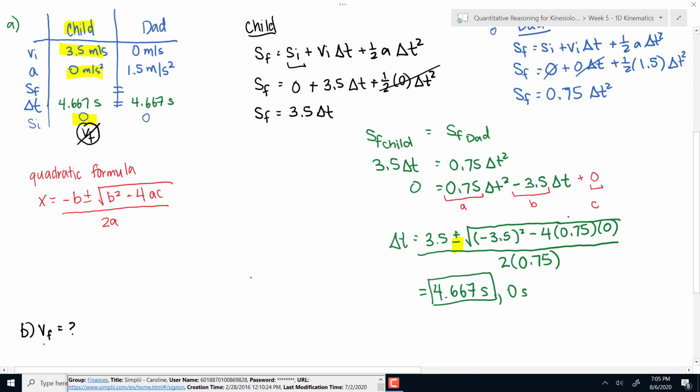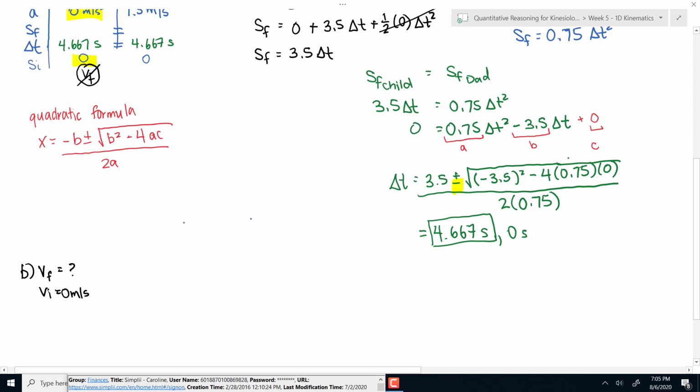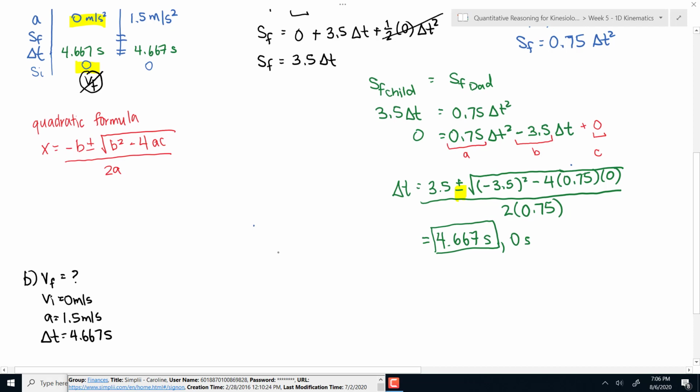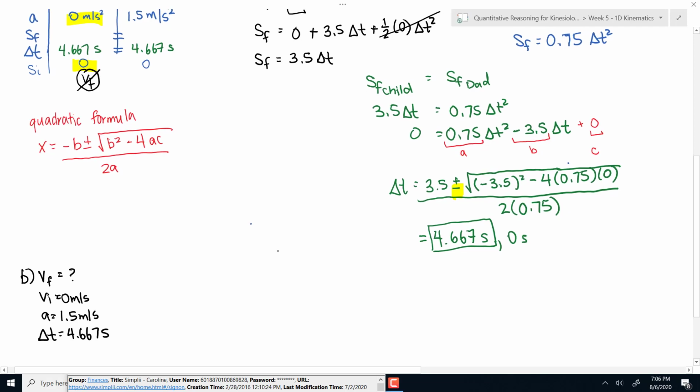So his v initial is 0 meters per second. His acceleration is 1.5 meters per second squared. And the delta t we found was 4.667 seconds. And we're looking for v final this time. So what is the variable here this time that we don't know and we don't want to know? It's actually that delta s. So that's the variable we don't have here and that we don't want to know.